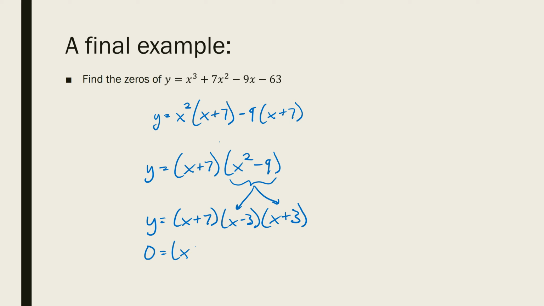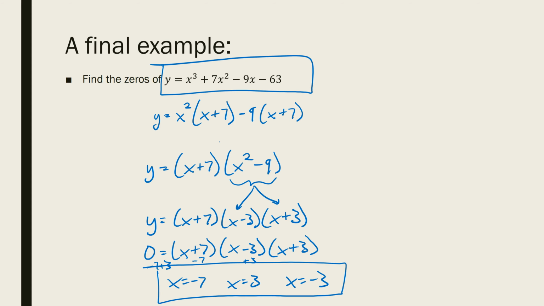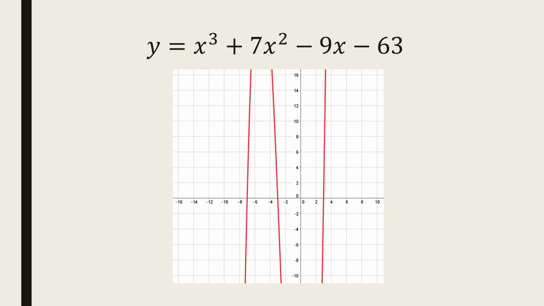Use zero product property. From the first parenthesis, x would equal -7, like if I subtracted 7 from both sides. From the second parenthesis, x would equal +3, like if I added 3 to both sides. And from the final parenthesis, x would equal -3. So these are my zeros. This should be where this graph crosses the x-axis at -7, 3, and -3. Let's double check that. Okay, we have -7, we have 3, we have -3. Wizard! We did it! Yay!